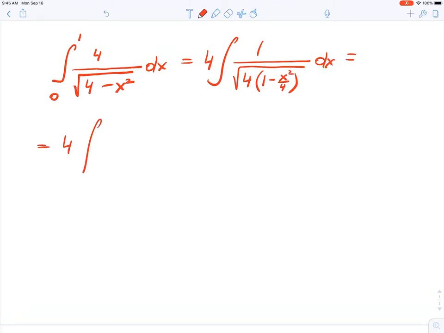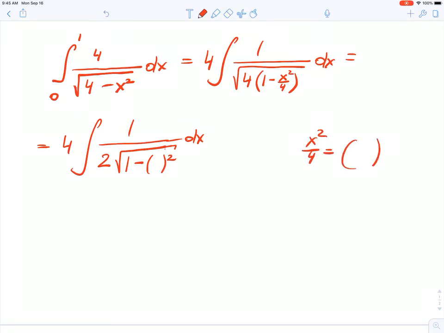We still have 4, and then the square root of 4 is 2, and under the square root I have 1 minus, and I will need the entire quantity squared, which, looking at x squared over 4, I can rewrite as x squared and 2 squared. x over 2 is my quantity that I'm looking for. Okay, now let's do one more thing.